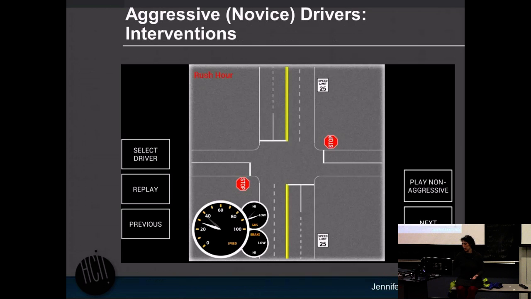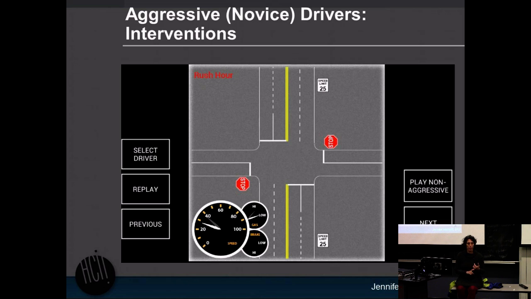With this visualization, we were able to influence the attitudes of drivers themselves by showing them their own driving and then showing them those same driving actions aligned with a driver who was less aggressive.